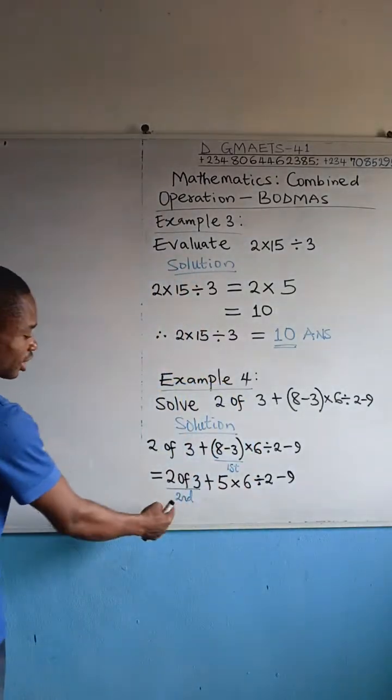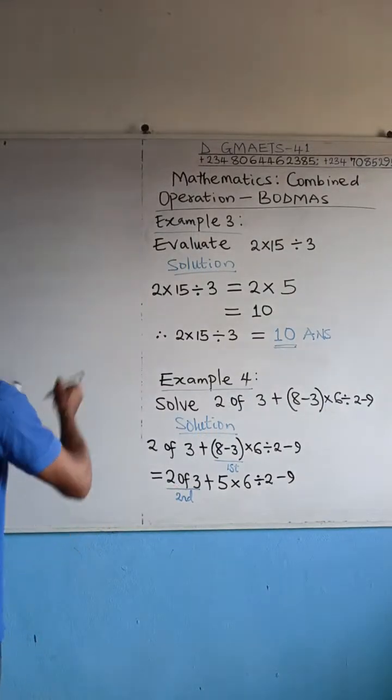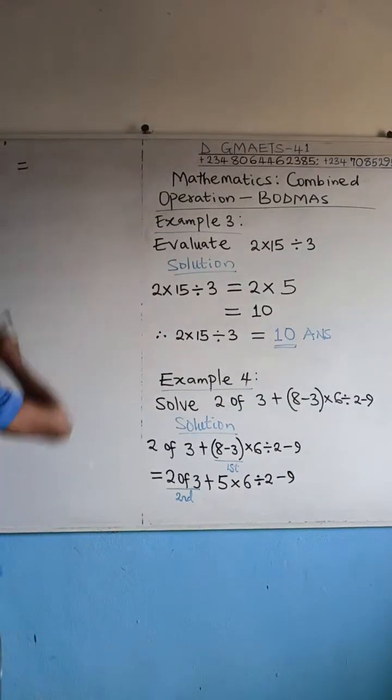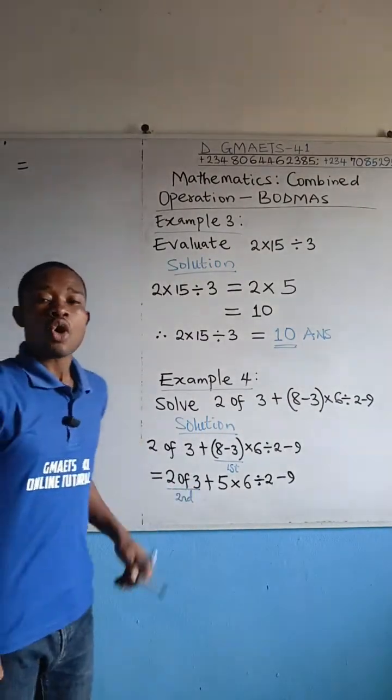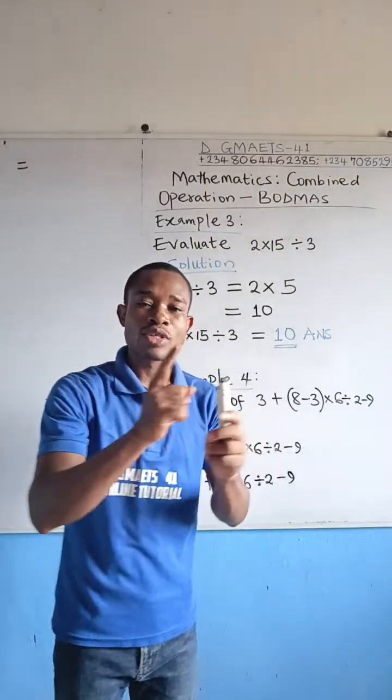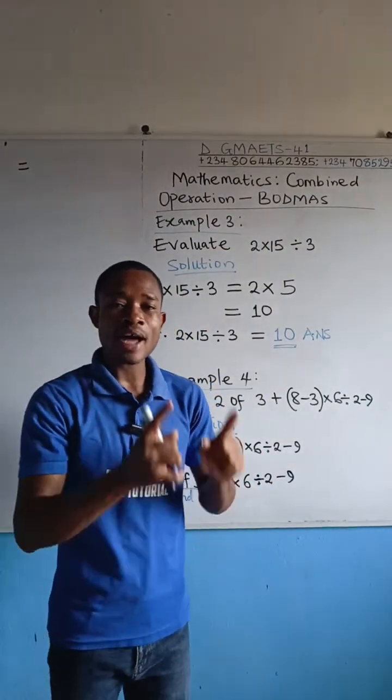Like I said, the second thing we deal with is this off. So this is going to be equal to, we would deal with 2 of 3. 2 of 3 is the same as 2 times 3.